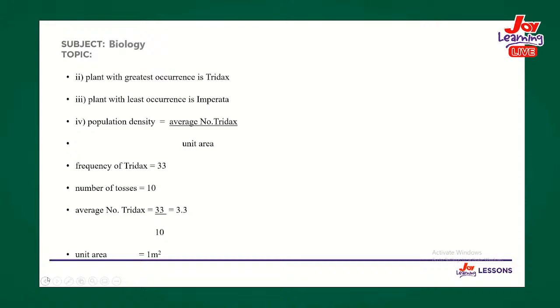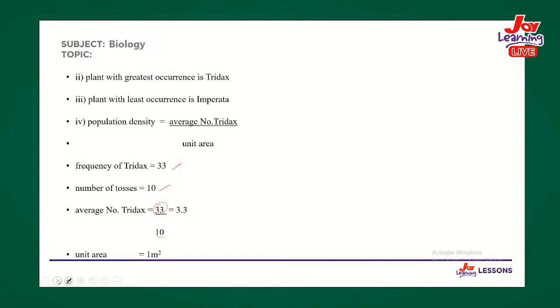Now, how do you find the population density? We say the average number of Tridax over the unit area. The Tridax was 33. The number of times we had was 10. So to get the average number of Tridax after the 10 throws, you divide the 33 frequency over the 10. If they gave you raw data, you'd have picked all the raw data, this plus that plus that plus that, divided by 10.